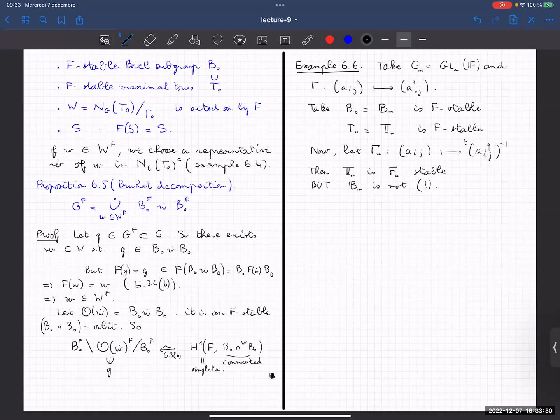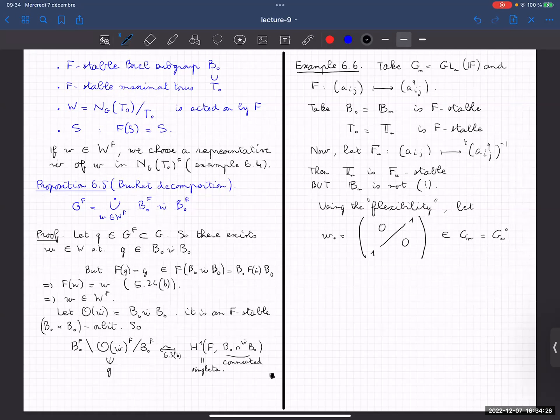So our favorite Borel group is not stable under the action of this Frobenius. And this is really a problem for understanding the structure of the unitary group. In fact, it is very difficult to find an Fu-stable Borel subgroup for this Fu. But we will use the flexibility, what I call the flexibility. We let W0 be the matrix with ones on the anti-diagonal and 0 everywhere else. So this is an element of my general linear group Gn, which is connected.